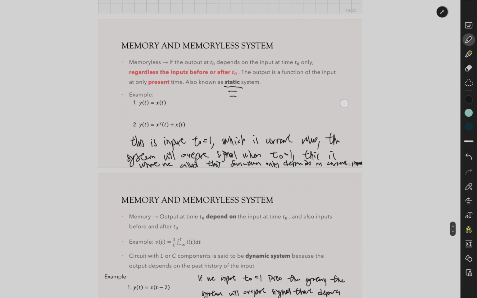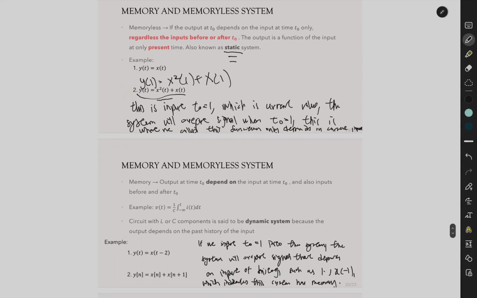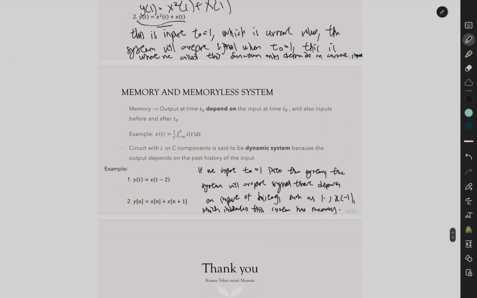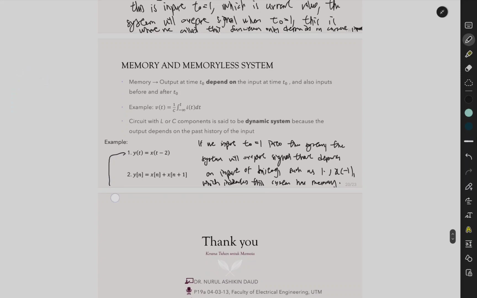So this is input t0. This is a memoryless system. Why? Because when we input 1, y1 equals x squared 1 plus x1, so if our time is 1, it will produce the output at 1. Okay, so let's see this example.